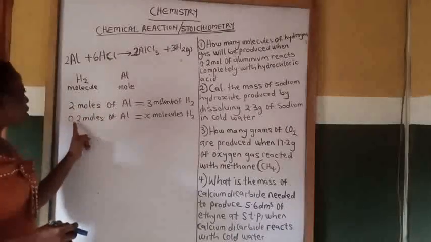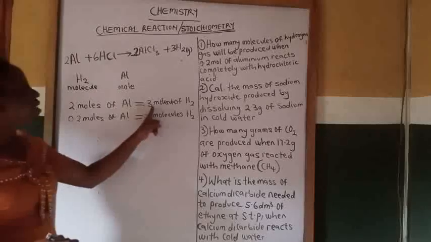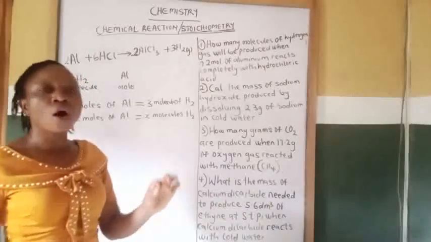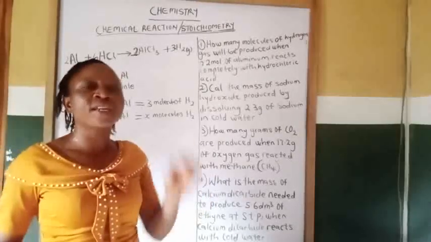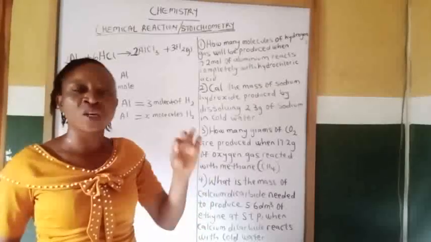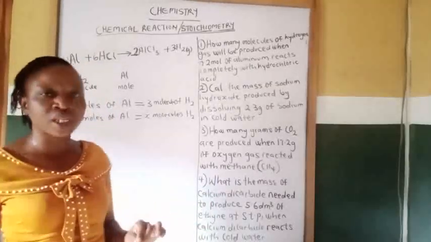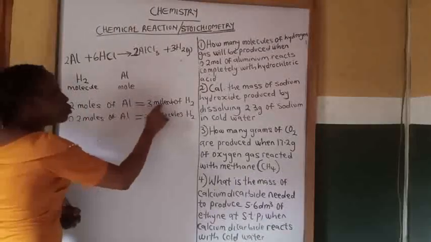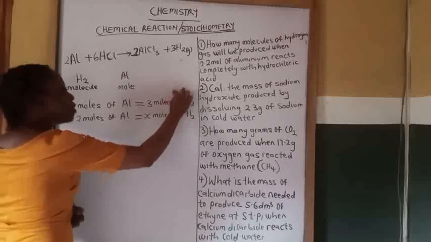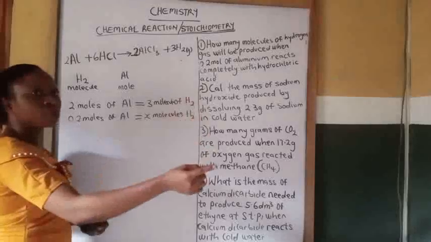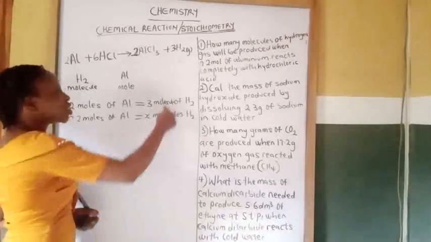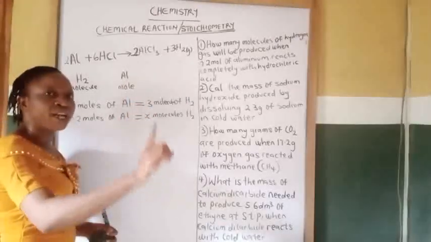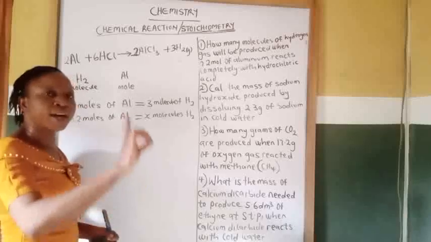Now let's look at hydrogen. Aluminium here is in moles, but at this side they said 3 molecules. 1 mole of any substance or any gas is equivalent to your Avogadro's number. So I'm going to convert the 3 moles. They can give you in the form of molecules, atoms, or ions. So when they are talking about ions, atoms or molecules, 1 mole of any gas or any substance is equivalent to your Avogadro's number.